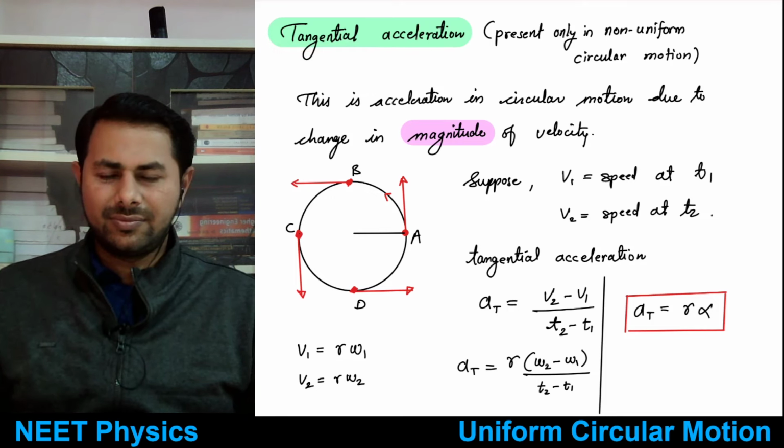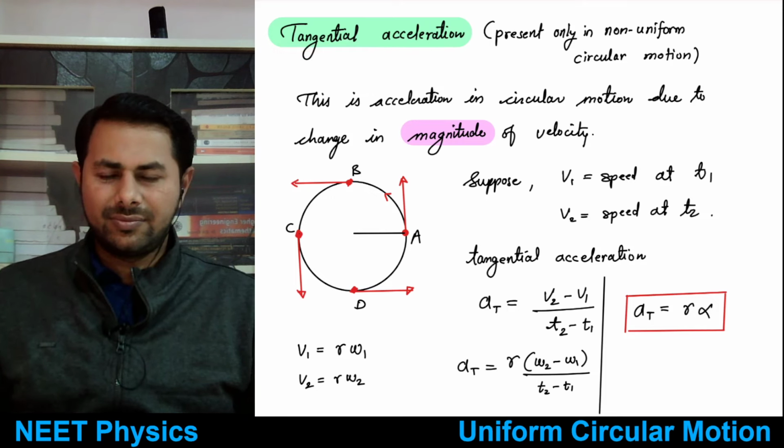For example, suppose the speed is constant. This is the speed at point A, let's say VA. If I want velocity, it is directed like this. So this thing will be VA bar.